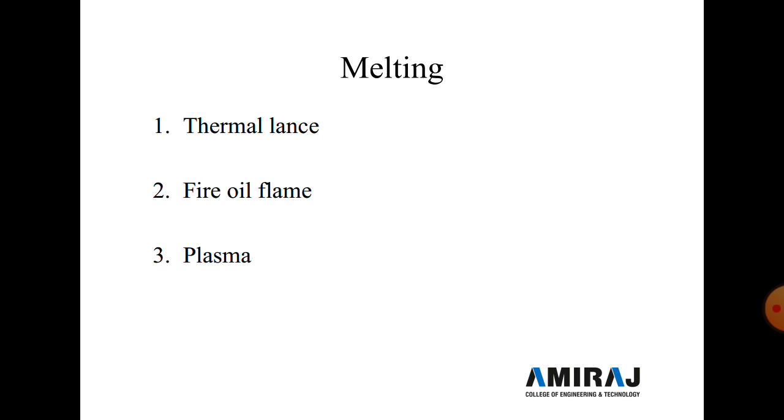Second is the fire and oil flame method. The heat of combustion of a mixture of high pressure kerosene and oxygen gas jet melts concrete. So here we use high pressure kerosene and oxygen gas to demolish the concrete structure. The third one is plasma. Concrete can be melted by argon, hydrogen or nitrogen plasma. So we break or melt the concrete.